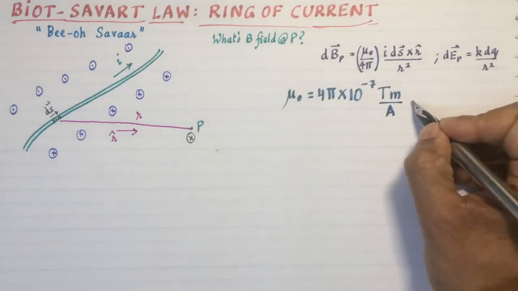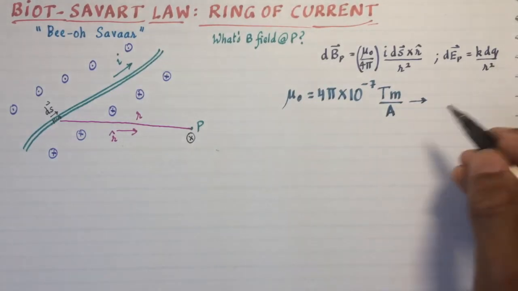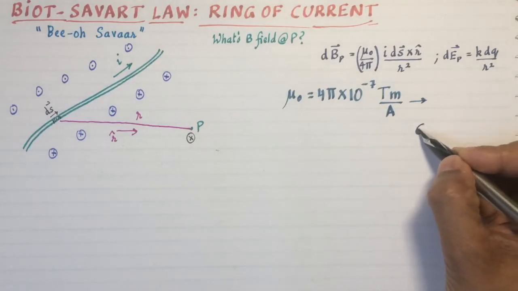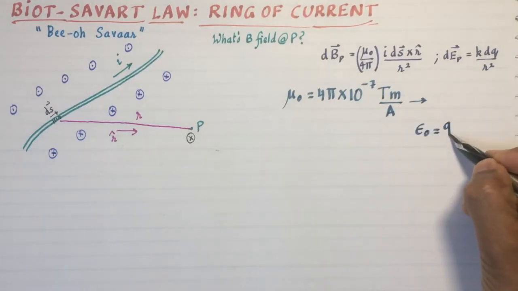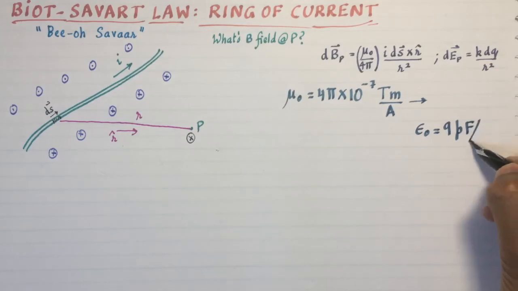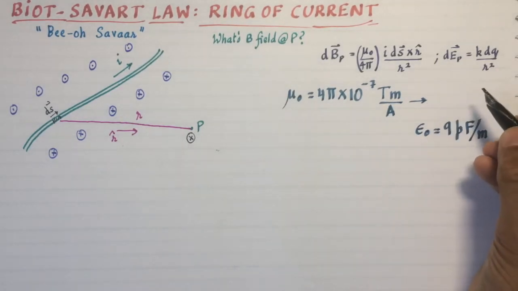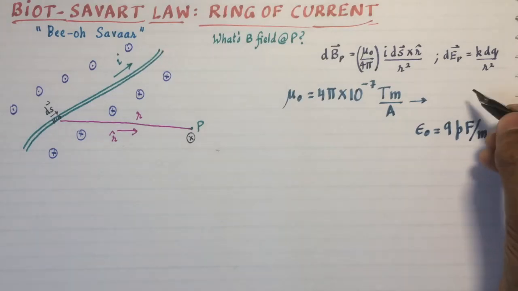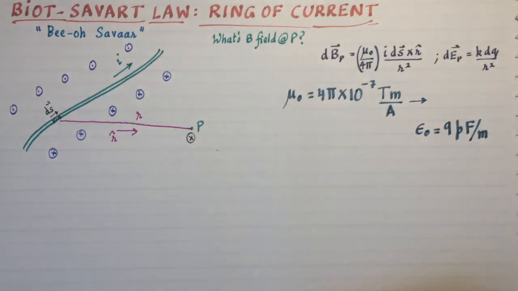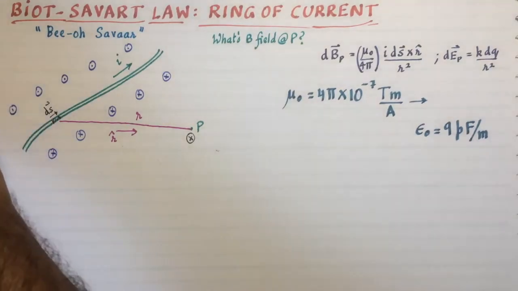Later on, I'll give you some better units. Remember, epsilon naught, we now know epsilon naught to be equal to approximately 9 picofarads per meter. Is there something like that for mu naught? It turns out there is. It's called Henry per meter. So we'll do that later on when we study the concept of inductance. But right now, let's just keep it like that.